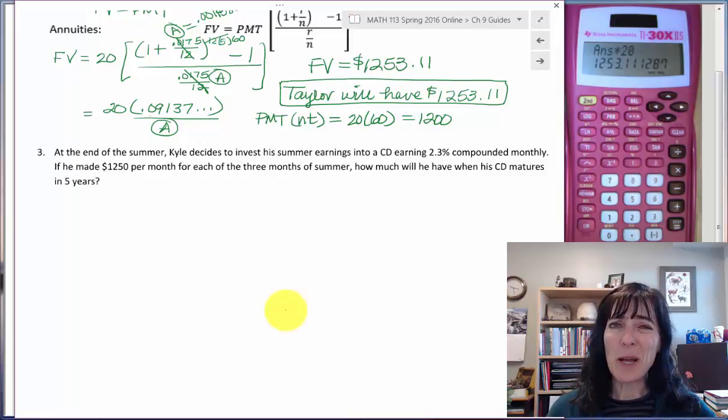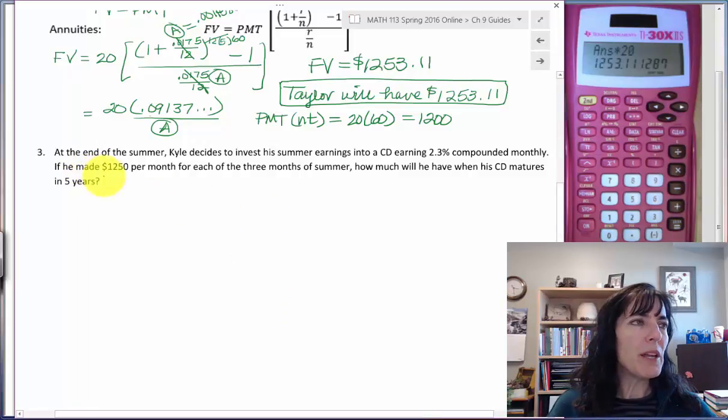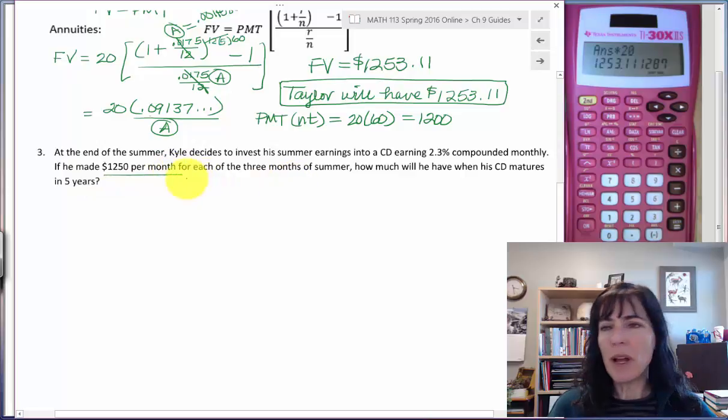So it kind of sounds like he's making monthly payments, but let's take a closer look. If he made $1,250 per month, there's the per month thing that's making me think that we're doing monthly payments, and that's for each of the 3 months of summer. So 3 times he's making the $1,250.